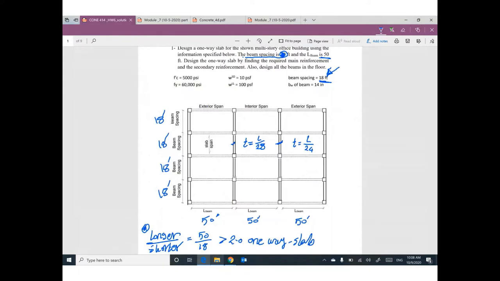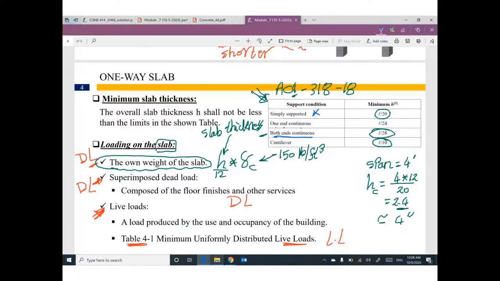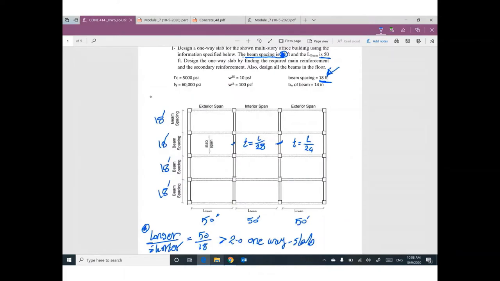So which L? What is the value of L? L is the longer span. So we have two spans for each panel, one is 50 and one is 18. So I'm going to use 50. So 50 times 12 divided by 24. This one will be 50 times 12 inch divided by 28.